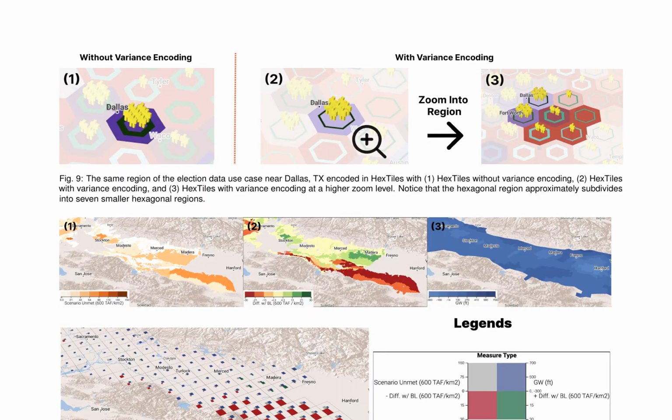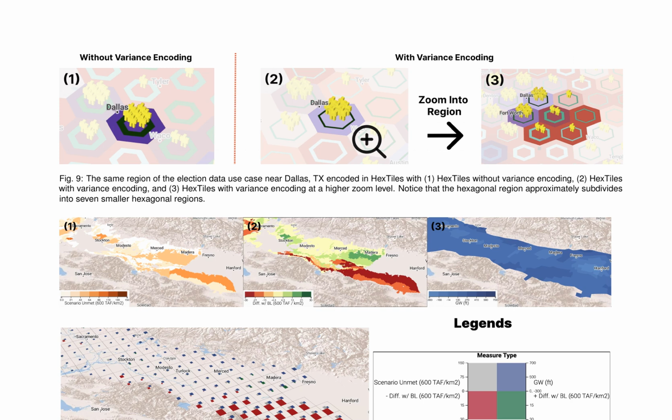The authors present a visualization comparison between HexTiles and square glyphs, a superimposition-based method, using the 2020 presidential election and demographics data. Figure 9 showcases the same region of the election data near Dallas, Texas, encoded in HexTiles with and without variance encoding, as well as at a higher zoom level. This visualization demonstrates the spatial hierarchy of HexTiles, where the hexagonal region approximately subdivides into 7 smaller hexagonal regions.